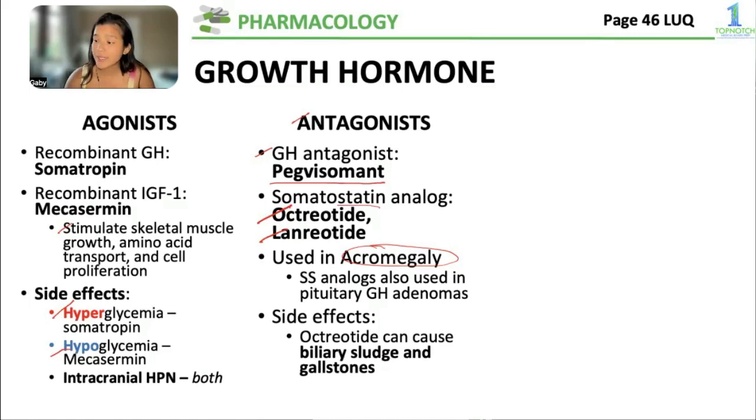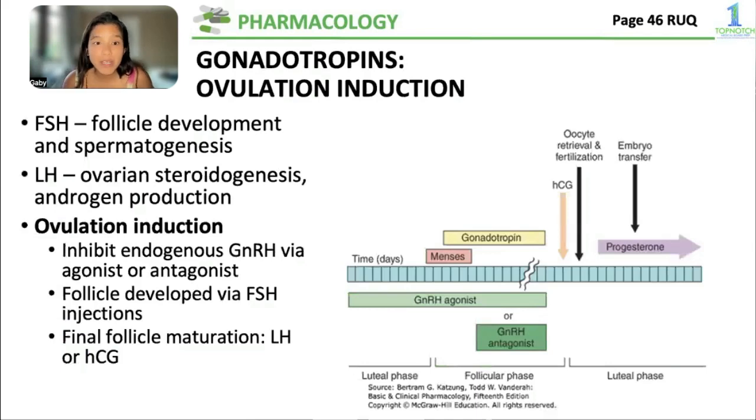And your somatostatin analogs can also be used in the treatment of pituitary adenomas, particularly if they are pituitary growth hormone adenomas. So some side effects of octreotide are biliary sludge and increased propensity to develop gallstones. Next, we have your gonadotropins, useful for ovulation induction, so FSH. We know in females it is important for follicular development. In males, it is important for spermatogenesis.